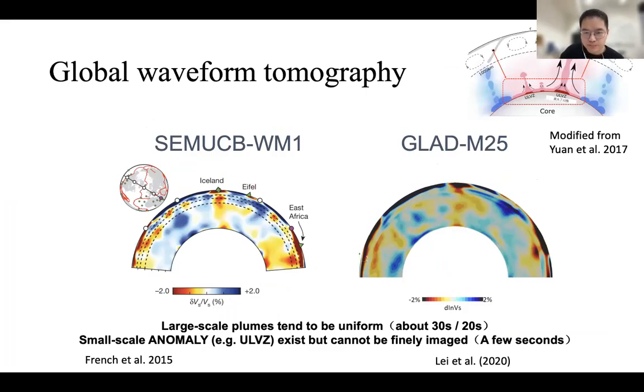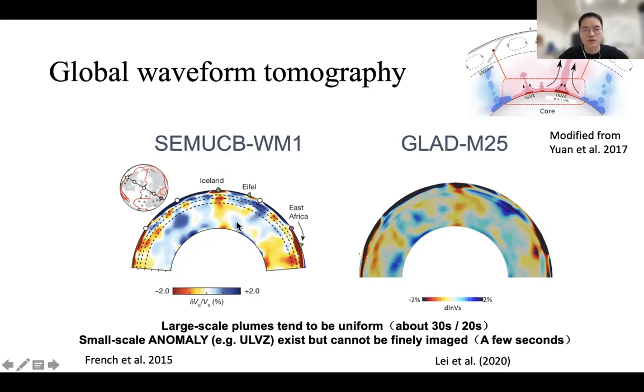Here are two studies. The left one is from our group and the right one is from Princeton. Both are global waveform tomography. Both use seismic data, but with different kinds of inversion. We can find that the long period structures, like the plume here and here and also here, tend to be uniform. Also the cold, faster velocity structures seem to be the same.